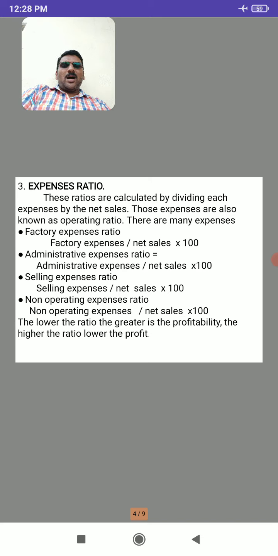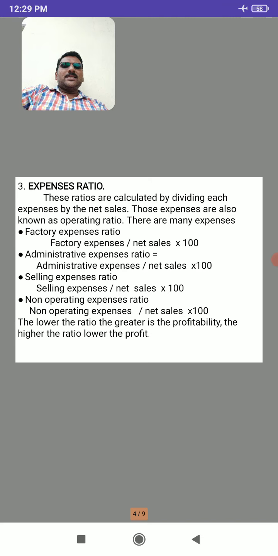Second one, administrative expenses ratio. Administrative expenses means office expenses, salary, rent. All these things are included in administrative expenses. Stationery is also an example of administrative expense. So total administrative expenses are divided by net sales and multiplied by 100. By this formula we can calculate the administrative expenses ratio.